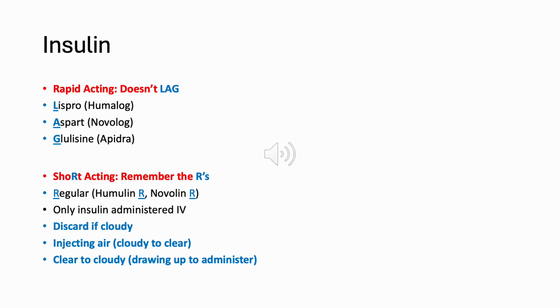All right, now we're going to talk about insulin. And I know you had this in pharmacology, but rapid acting insulin works in about 15 minutes, okay? You can remember the types by the mnemonic LAG. Short acting, remember that's your regular insulin, and that takes about 30 to 60 minutes to become activated. And then discard if it's cloudy, because regular insulin should be clear. And remember, when you are injecting air, it's cloudy to clear. And when you're drawing up, it's clear to cloudy.